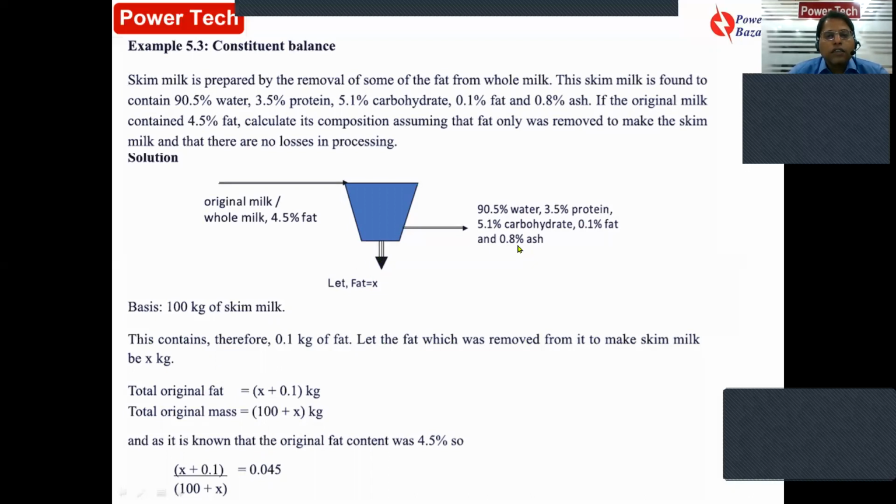Now, what is the original fat? The fat in the skim milk is 0.1 kg because it is 0.1%. So 0.1% of 100 kg becomes 0.1 kg. And X kg is removed. So original fat is X plus 0.1 kg. Now what is the original mass in that case? This is 100 kg, and X kg is removed, so original mass is 100 kg plus X kg. And original fat is X plus 0.1 kg.